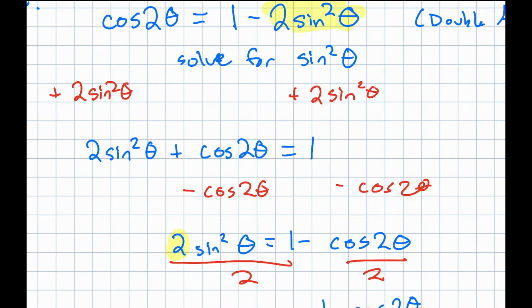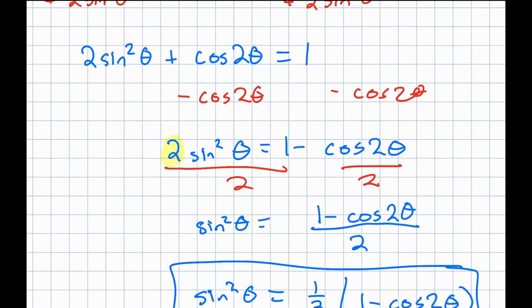Keep your eye on the prize. We're trying to solve for sine squared. So if you're trying to solve for sine squared, then this cosine 2 theta is extra and needs to be moved to the other side. So we subtract cosine 2 theta from both sides. At this point, it says 2 sine squared theta equals 1 minus cosine 2 theta.